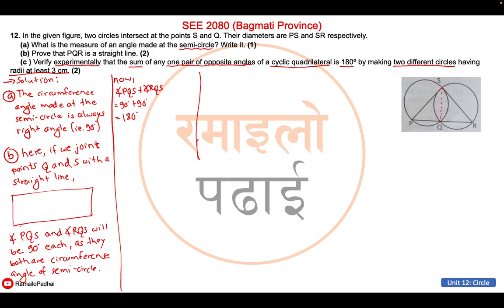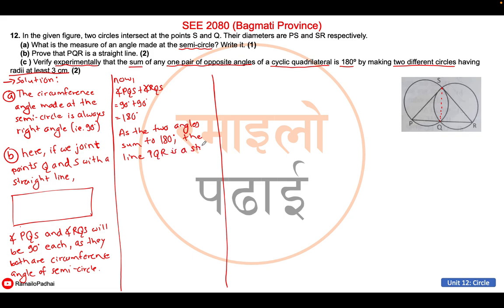Let me erase this. As the two angles sum to 180 degrees, the line PQR is a straight line. So this is about the solution of question number B.